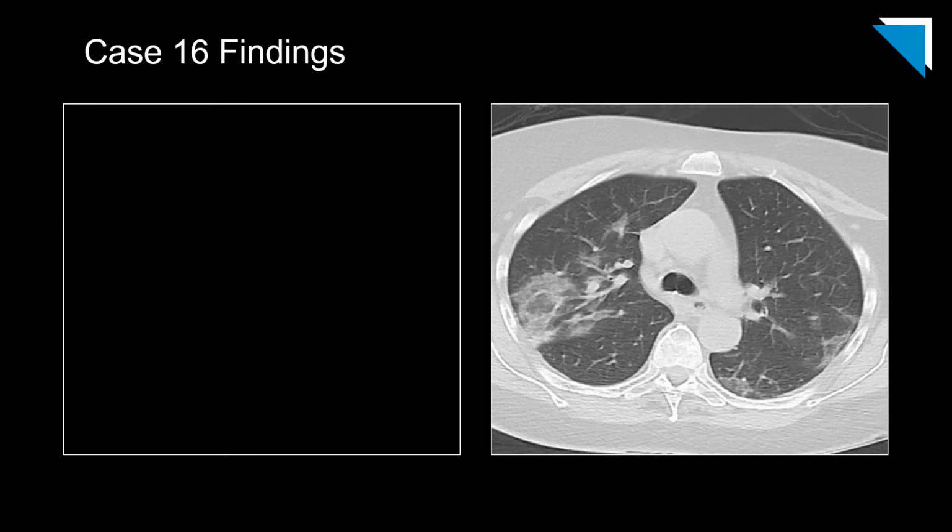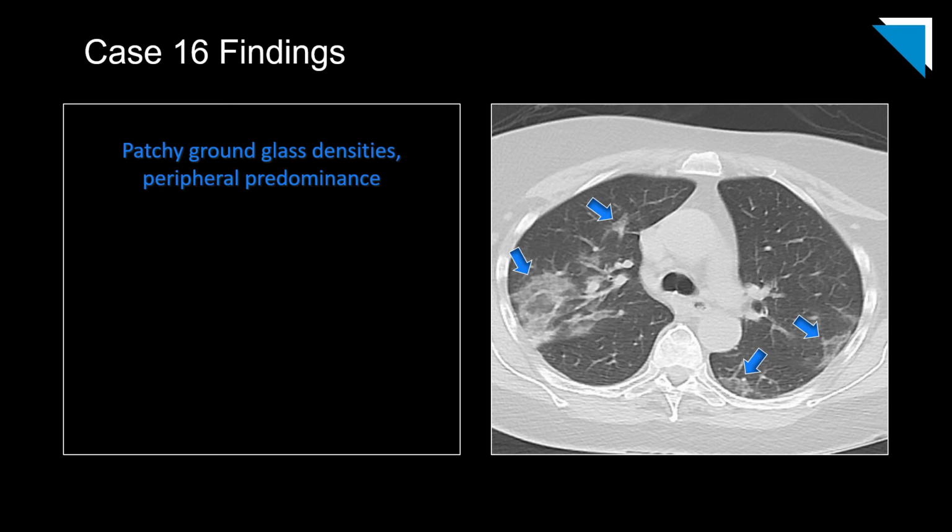Each of these cases is really a variation on the same theme. We almost always have the peripheral ground glass densities. And while they're not always rounded in morphology, they are frequently associated with crazy paving.